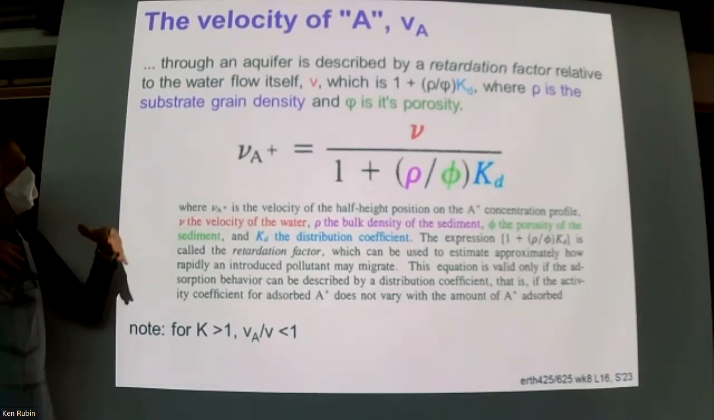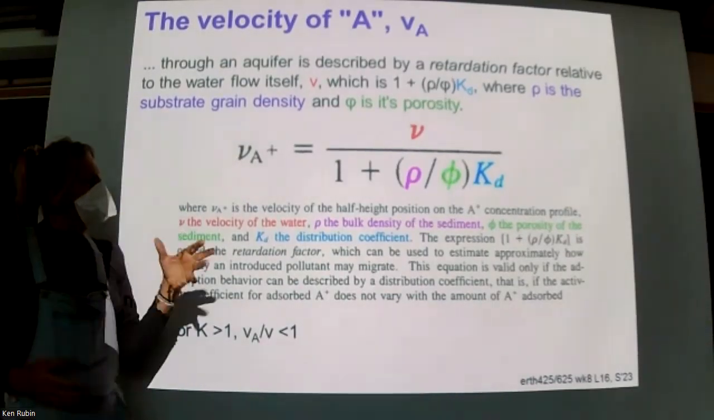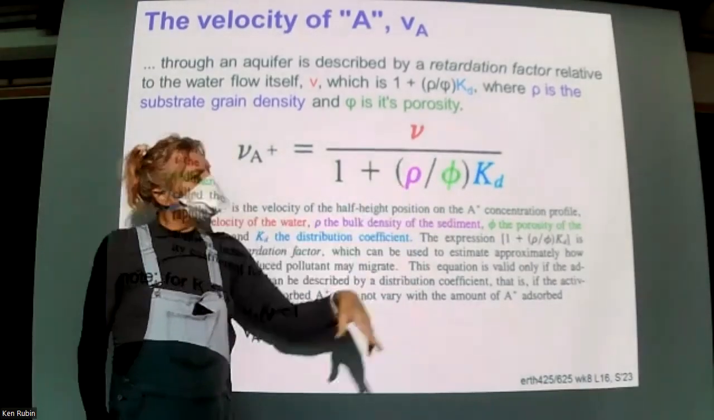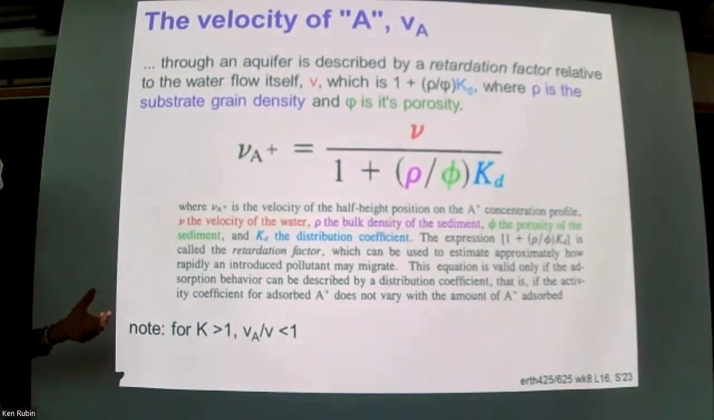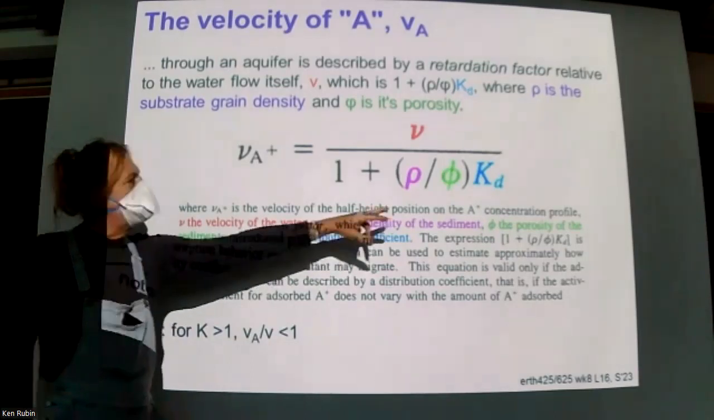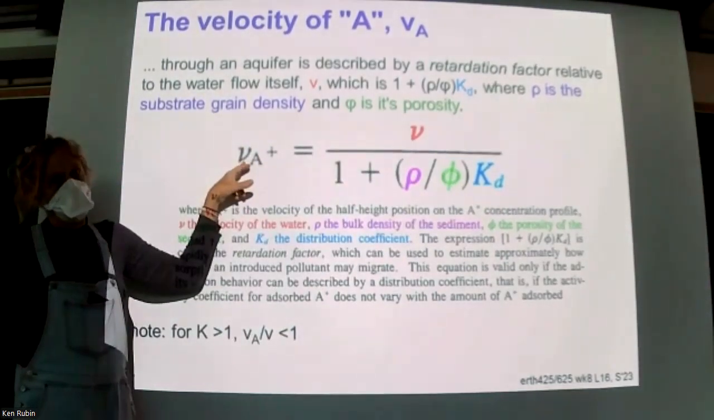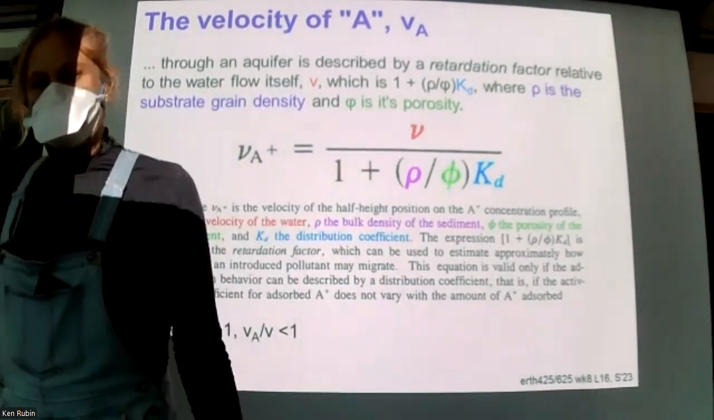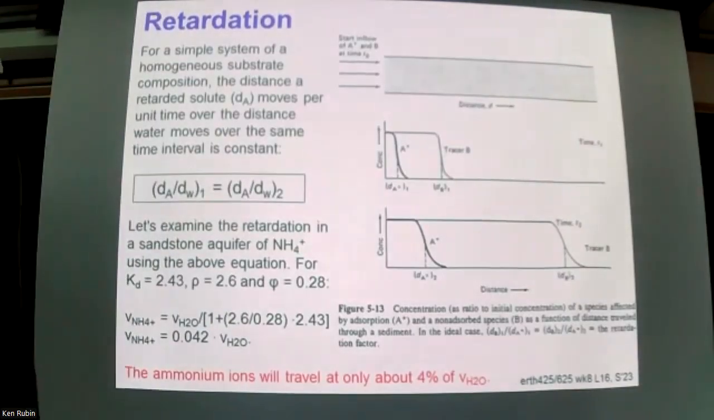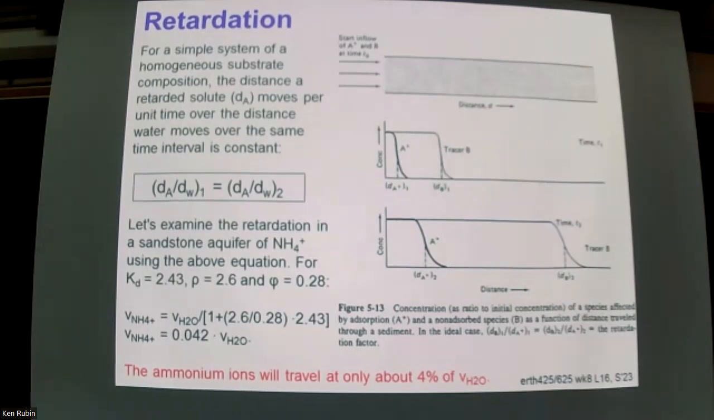So for instance, for all things being equal, in the subsurface, these are characteristics of the subsurface. So if we're looking at a bunch of different chemicals, the only thing that can really change is this. And the bigger this value gets, the slower A gets, right? Because this is in the denominator.